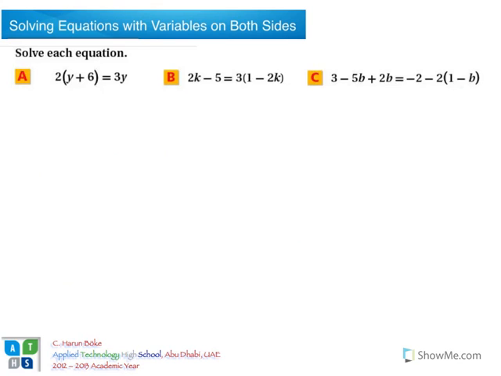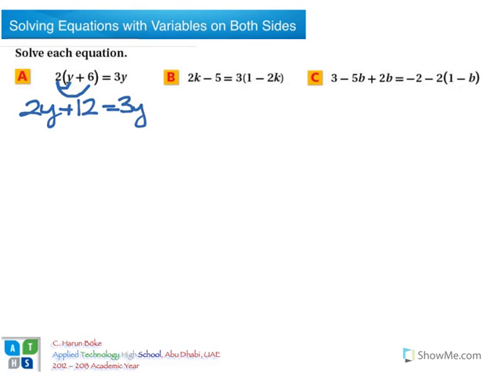Now, in these examples, we have variables on both sides, plus we have to use our previous information of expansion of brackets and simplifying like terms. Now let's look at the first one. Here we have 2 times in brackets y plus 6 equals 3y. Now what we have to do first is expand the brackets, meaning we will multiply 2 by every term inside the brackets. So it will be 2 times y, which is 2y, plus 2 times 6, 12. This is equal to 3y.